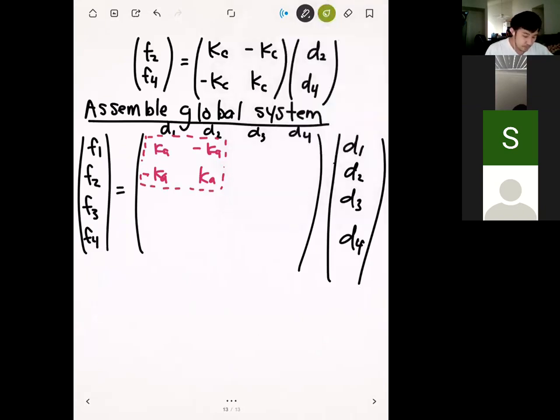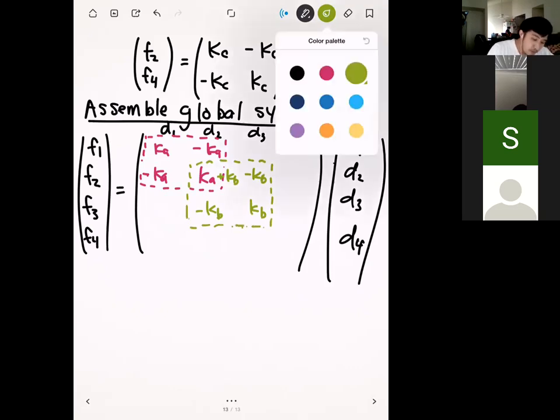Okay. Next, we're going to do element B. So element B is connected to node 2 and node 3. Right, so we have Kb, minus Kb, minus Kb, and then Kb. Okay. So that's element B.